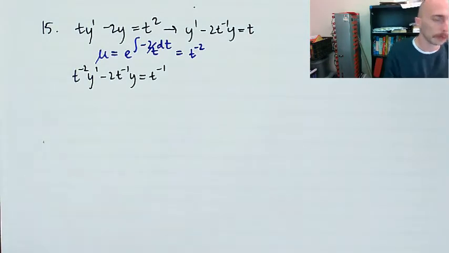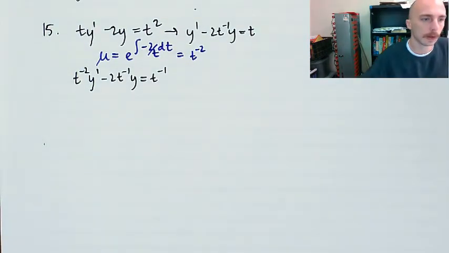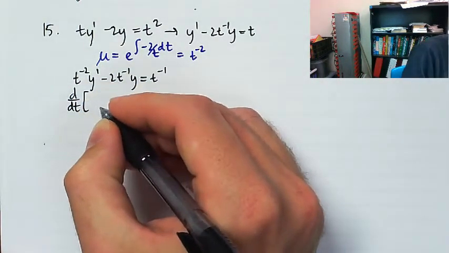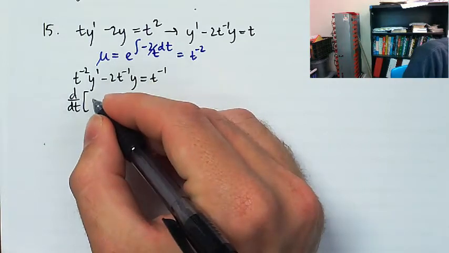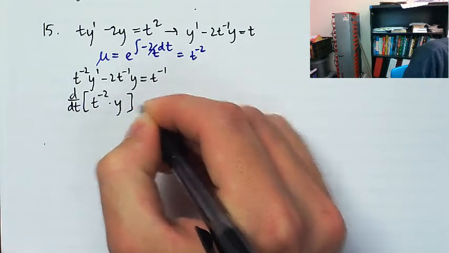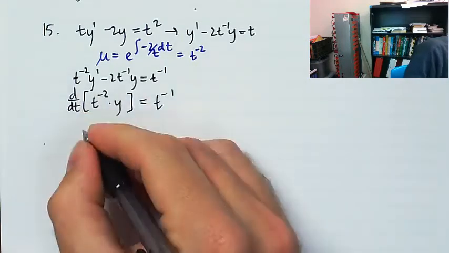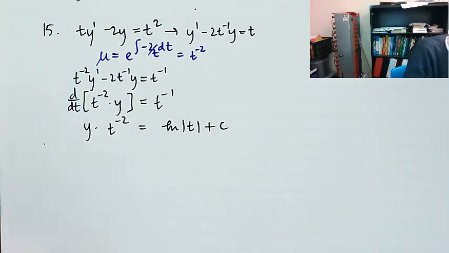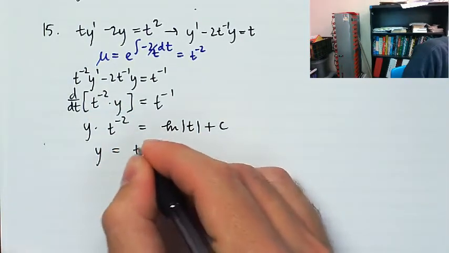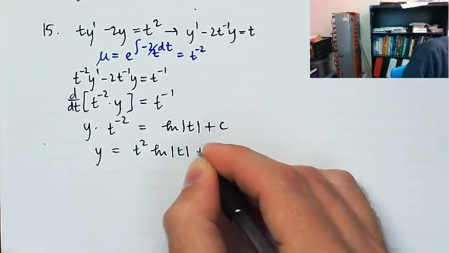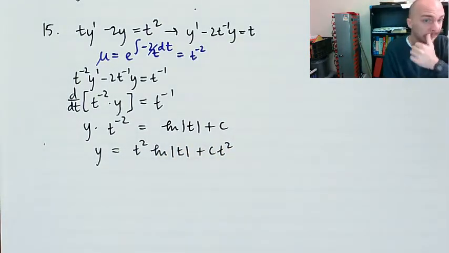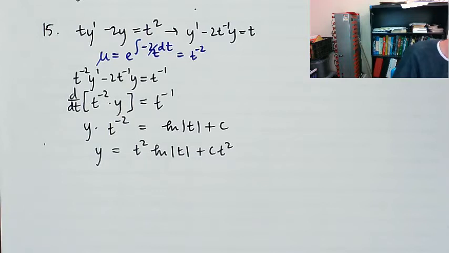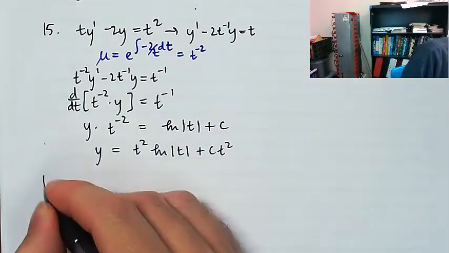Okay. Oh, that's interesting. All right, this is the derivative with respect to t of t to the negative 2 multiplied by y. I can anti-differentiate both sides. And then I'll multiply by t squared. In fact, I can leave that absolute value in case of domain issues. But yeah, that's going to be my general solution. That's good. I'm going to move on.